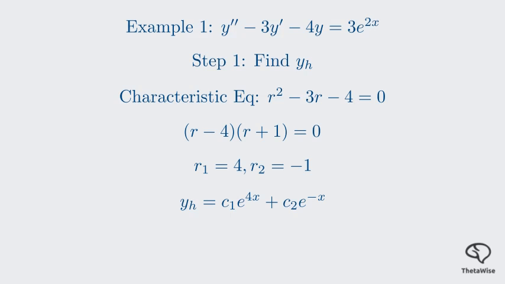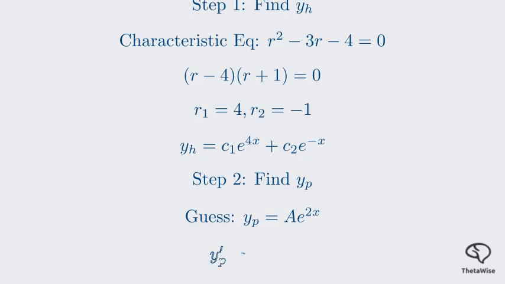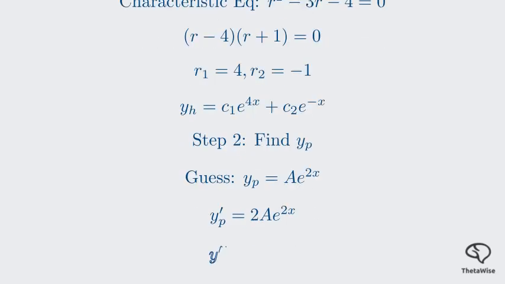Since f of x is 3 e to the 2x, our guess for y sub p is a e to the 2x. We need to find the derivatives of our guess. Y sub p prime is 2a e to the 2x, and y sub p double prime is 4a e to the 2x. Now we substitute these into the original non-homogeneous equation.